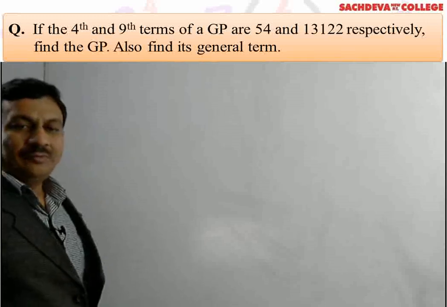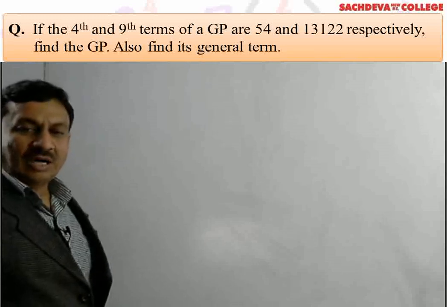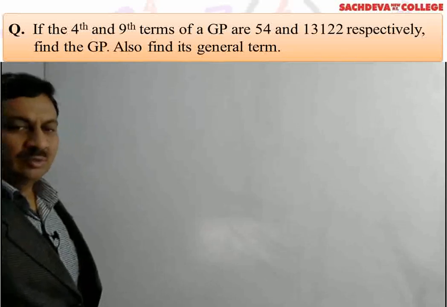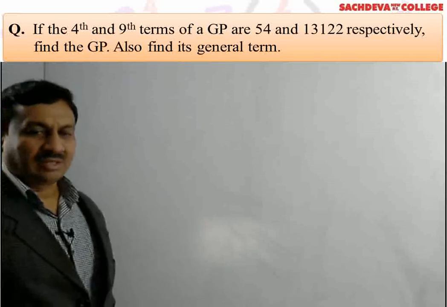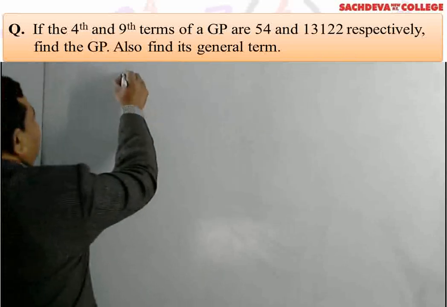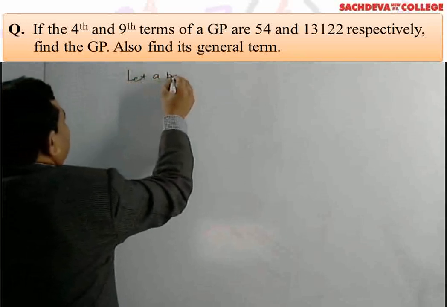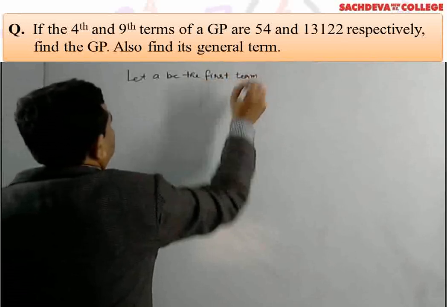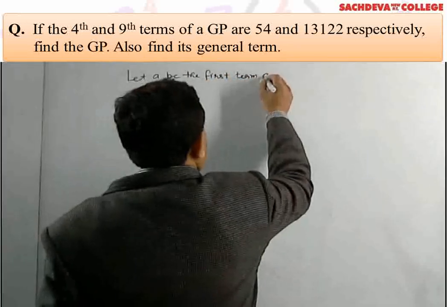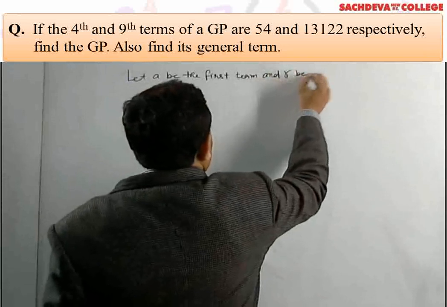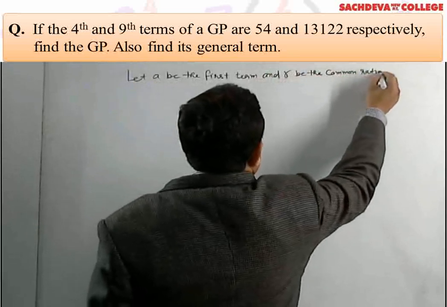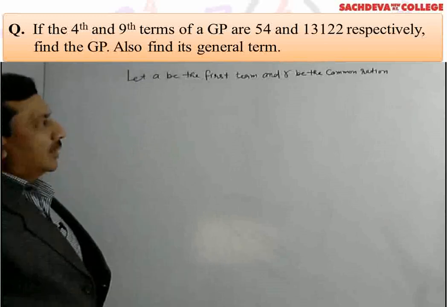Now we solve. If the fourth and ninth term of a GP are 54 and 13122 respectively, find the GP, also find the general term. So given the fourth term and ninth term, let A be the first term and R be the common ratio of the given GP.